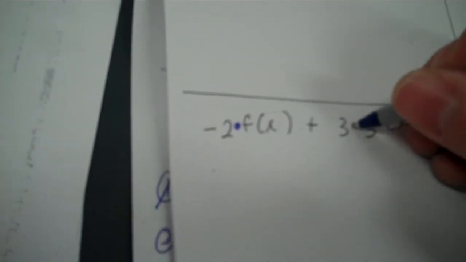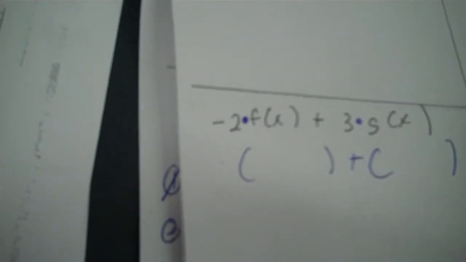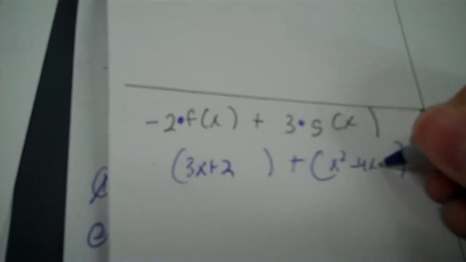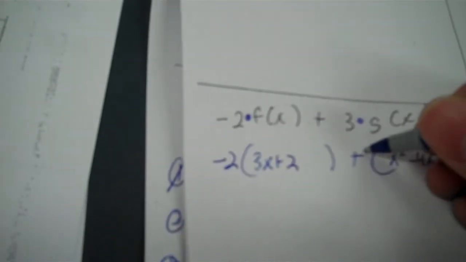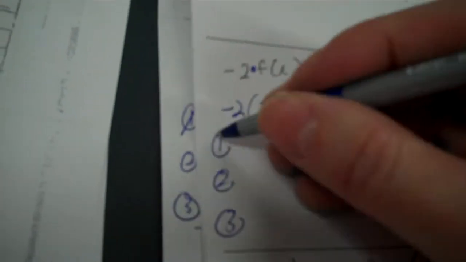So remember, that's a negative 2 coefficient and a 3 coefficient. So I have plus, so I line up the plus. Pluses are kind of easy. F(x) is 3x plus 2. G(x) is x squared minus 4x minus 12. And I apply a negative 2 here and a 3 here. Don't forget about that. I don't have to worry about the second power because it's inside, but I do need to distribute.